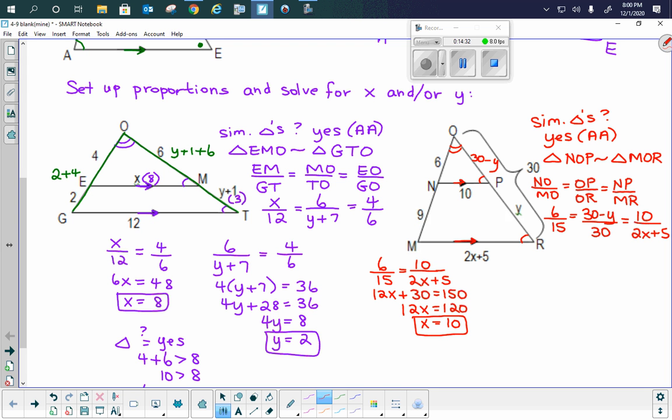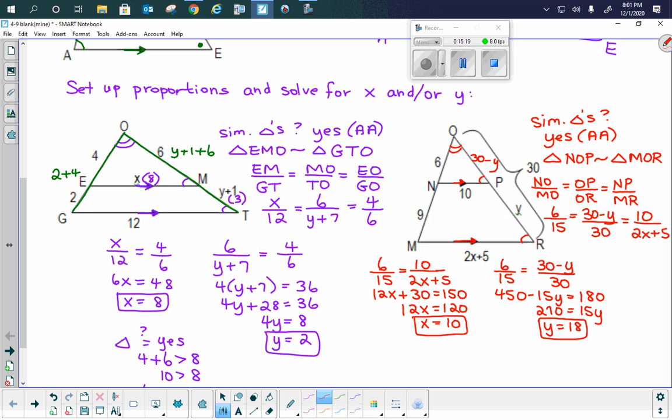Likewise, if I use the 6 and the 15, first fraction, along with the second fraction, since it has the y in it, distribute the 15 to the 30 minus y carefully. We will have 450 minus 15y equals 6 times 30, which is 180. All right. Why did I subtract 180 from both sides to get 270? Add 15y to both sides to have positive 15y. When you divide by 15, y will be 18.